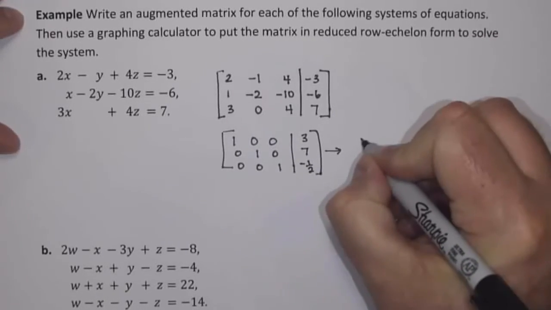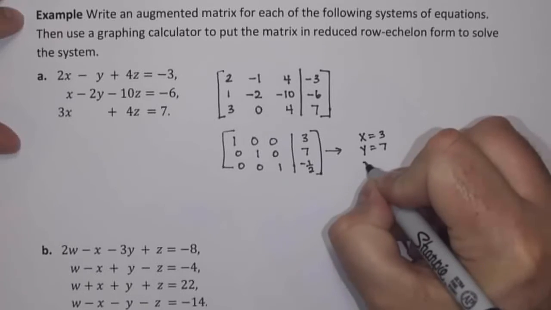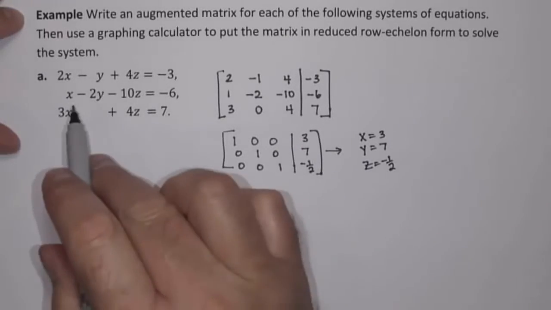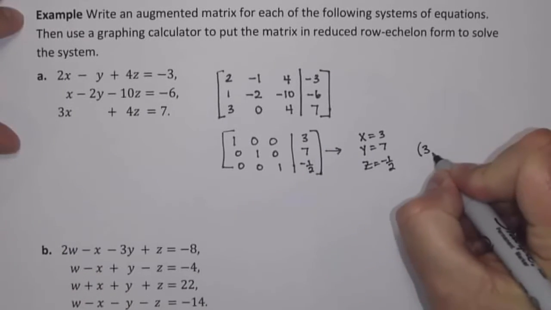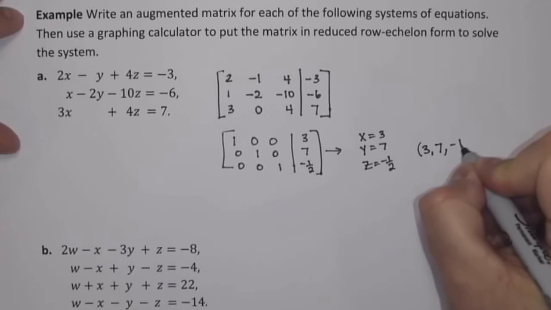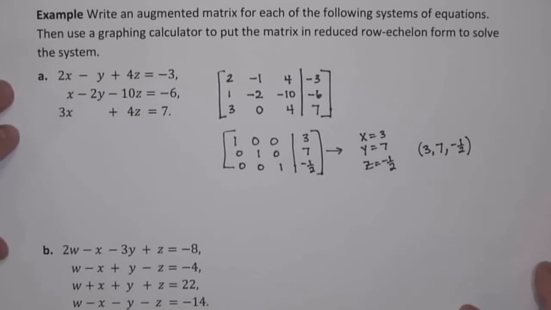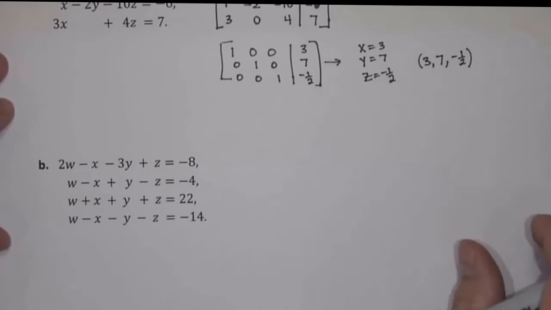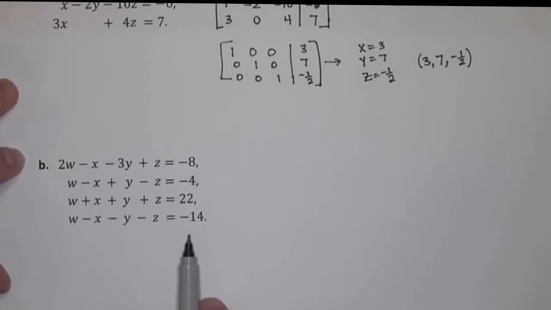So this tells me x equals 3, y equals 7, z equals negative 1/2. So my solution to the system of equations here is the ordered triplet 3, 7, negative 1/2. Now let's take a look at B. Now in part B, we have a system of 4 equations with 4 variables.